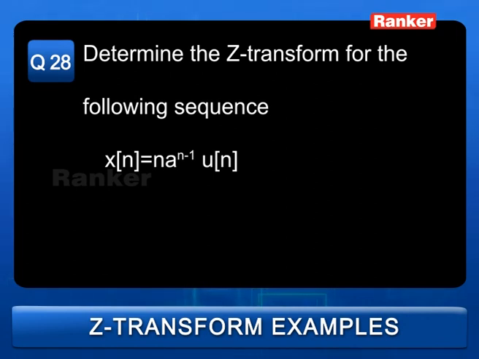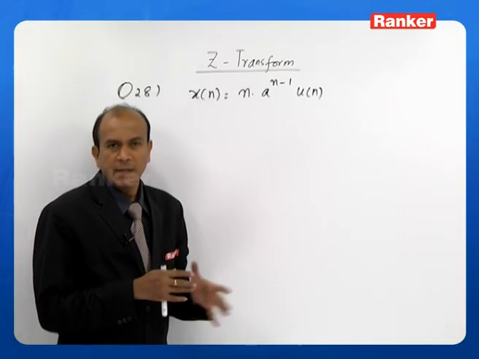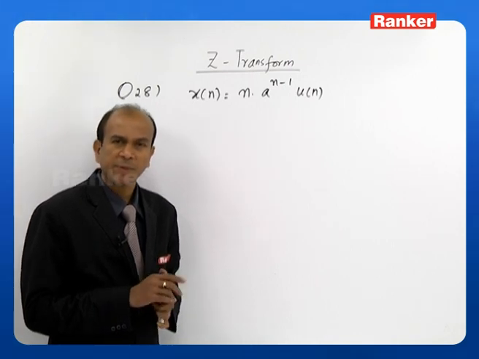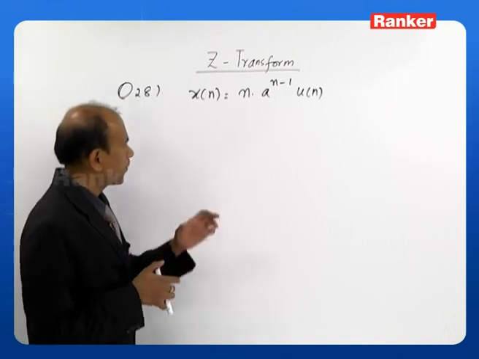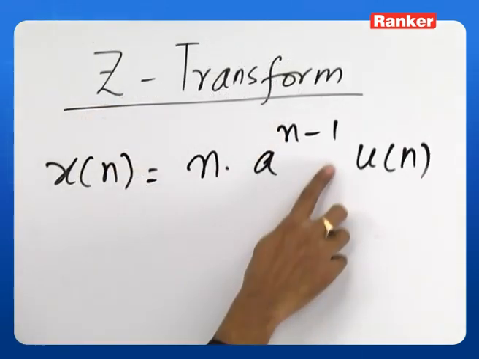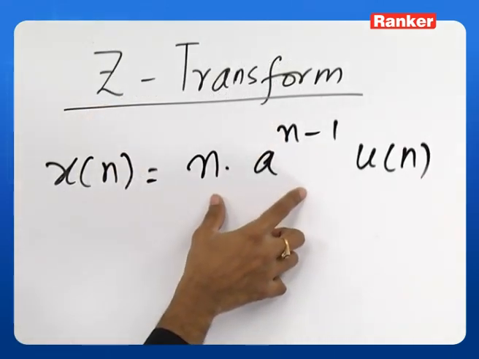Question number 28, x of n is equal to n into a to the power of n minus 1 u of n. Okay, let us see how we can solve this type of problems. Again, this is a generic problem. And here again, I should find out what is the z transform for this particular problem.